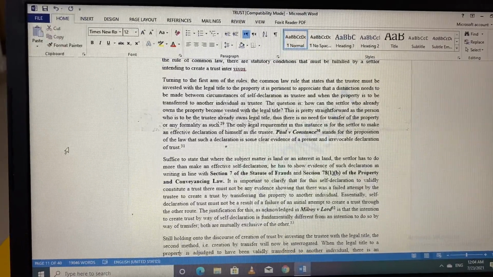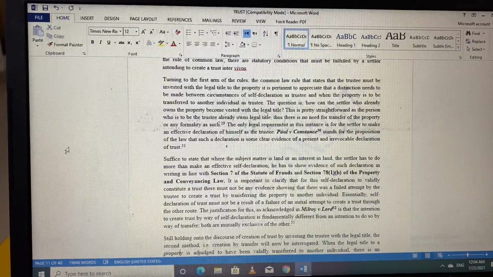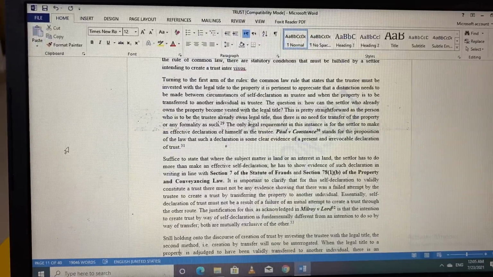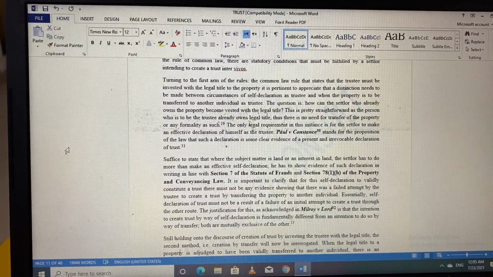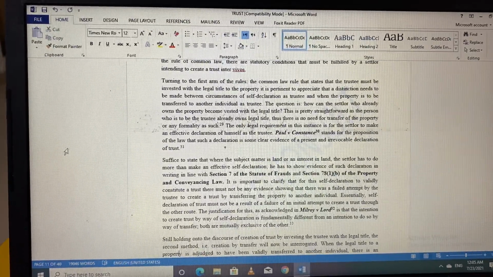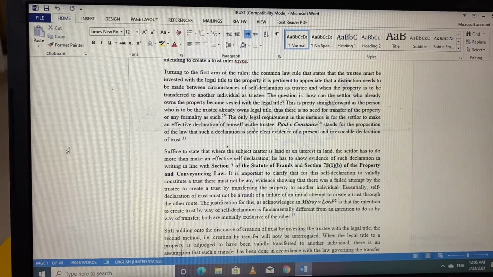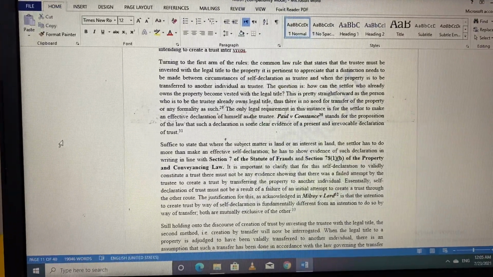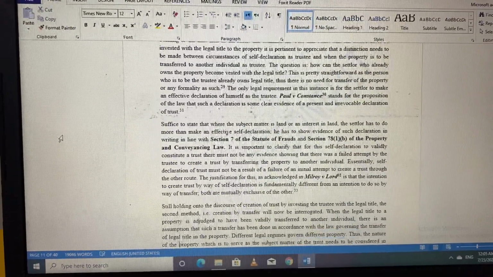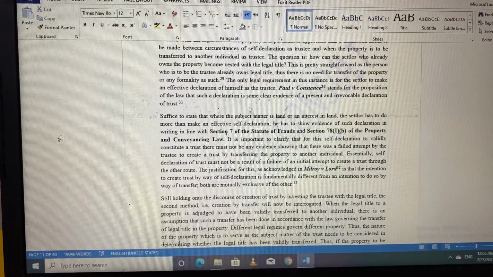And that is why the law says that self-declaration of trust must not be as a result of failure of an initial attempt to create a trust by the other route. And you can see that the law tried as much as possible to provide justification for this in the court, rather, in Richards versus Delbridge, where the court said the intention to create trust by way of self-declaration is fundamentally different from an intention to do so by way of transfer, and that both are mutually exclusive of the other. So try as much as possible to decide which one you want to adopt, and don't commingle both of them.